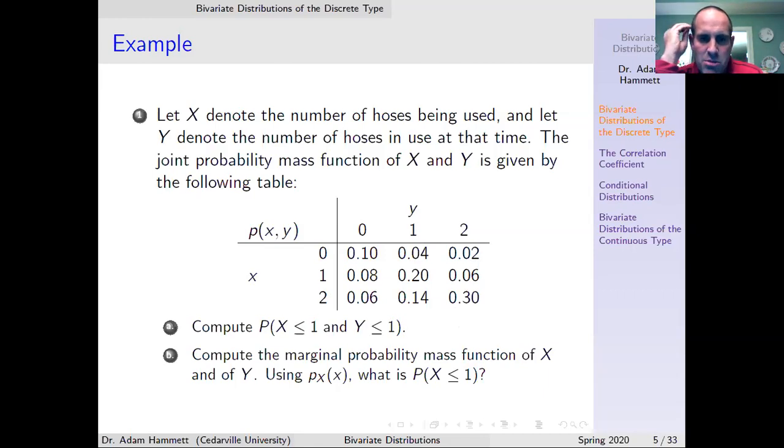They want me to compute the probability that X is equal to or less than 1 and Y is equal to or less than 1. They want me to compute the marginal probability mass function of X and Y. And then it says, using the marginal PMF for X, what is the probability that X is equal to or less than 1? Let's just work through that one. Let me stop sharing that and we'll move over into the other venue here.